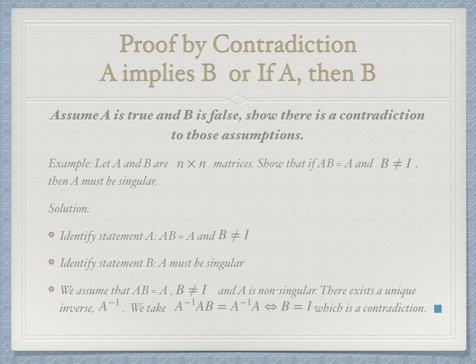Okay, so keep going. Since A is non-singular, then there exists a unique inverse matrix, A inverse, right? And if I have A inverse, then I can multiply A inverse to both sides of this equation to get B equals I. Once I multiply A inverse to both sides, the result is B equals I, which is a contradiction because we assume that B is not the same as I. So once I show a contradiction, I'm done with my proof using contradiction.